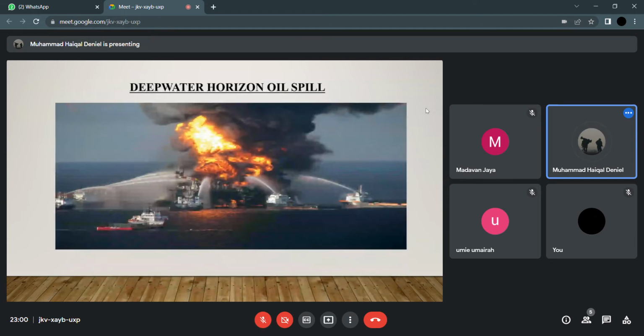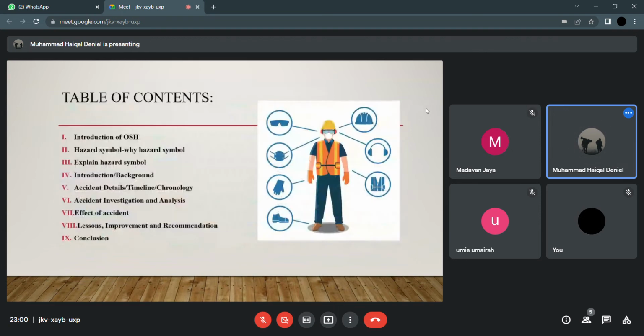So, this is the picture of the Deepwater Horizon oil spill. These are the table of contents which we will talk about after this.